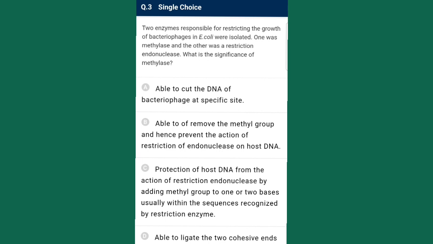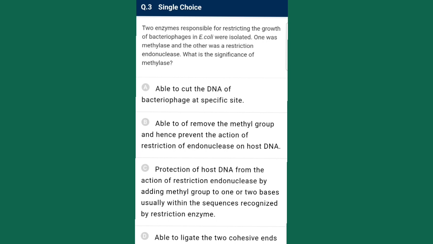Question number 3. Two enzymes responsible for restricting the growth of bacteriophages in E. coli were isolated. One was methylase and the other was restriction endonuclease. Which is the significance of methylase? The host DNA is protected by other enzymes called methylases, which methylate adenine bases within host recognition sequences. For each restriction endonuclease, the host cell produces a corresponding methylase that marks the host DNA and prevents its degradation.